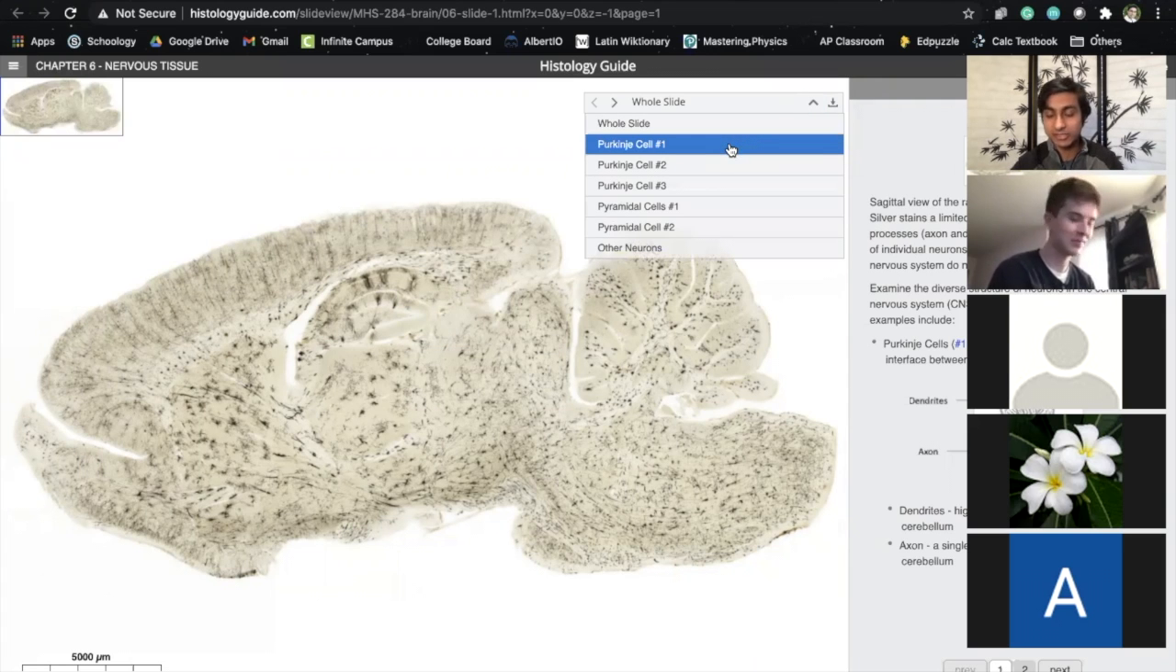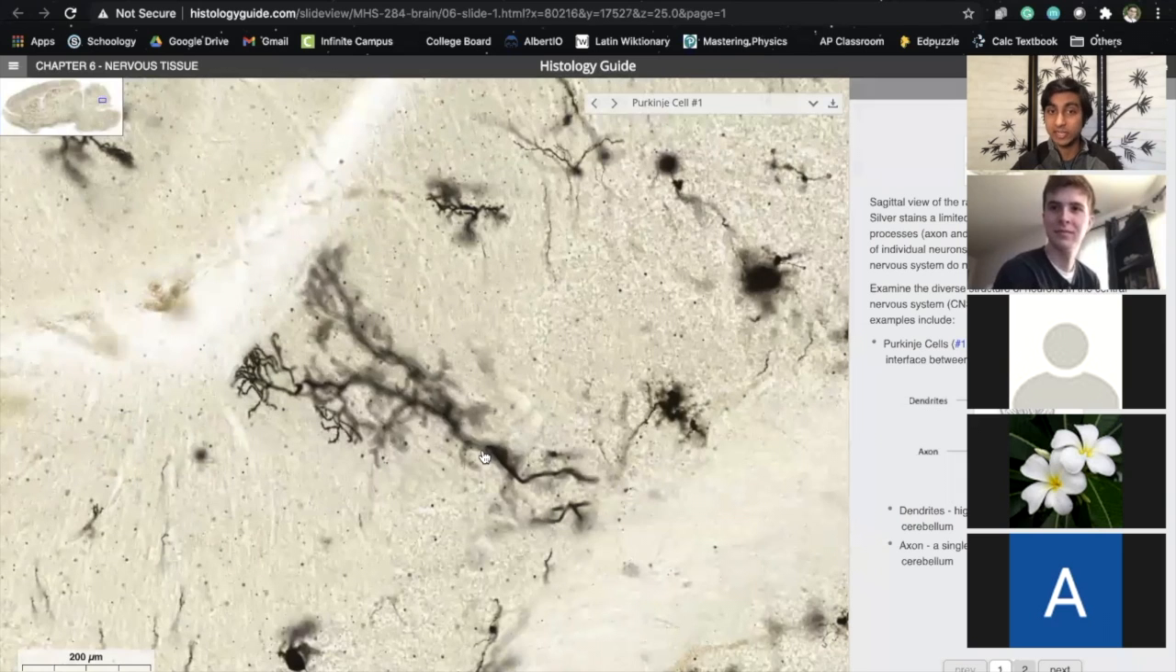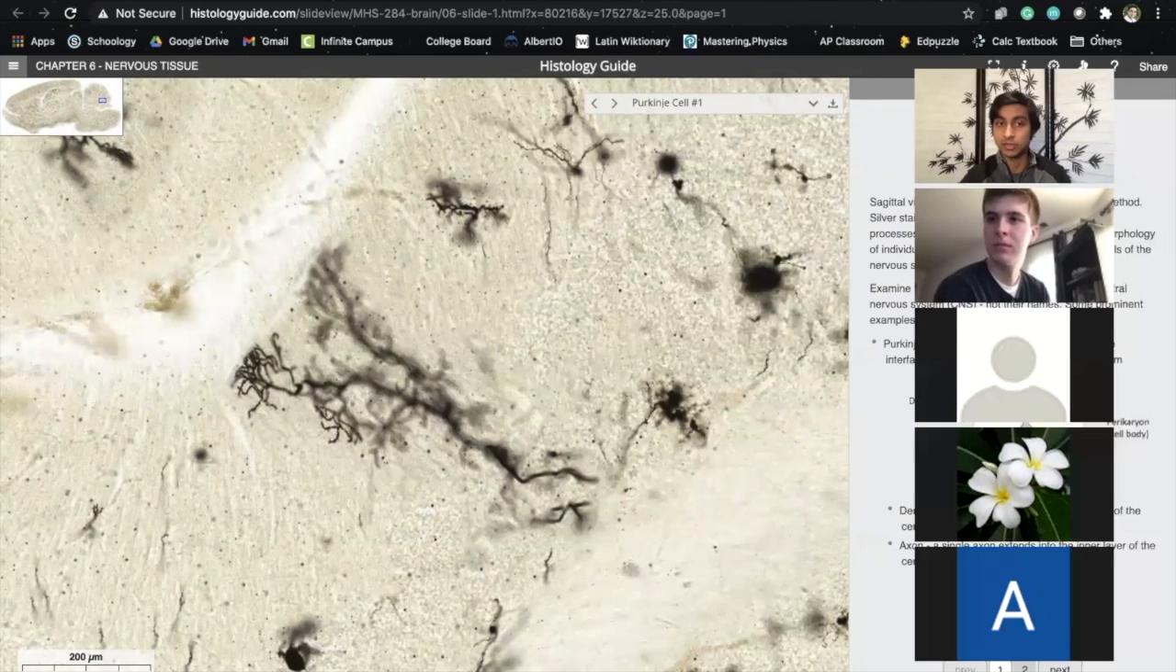Don't worry about the names of these cells. They're just different types of neurons with different names. But here you have something called Golgi staining. You'll see it at the top, actually. This is a rat's brain, and it says using Golgi's method. The difference is that we're very specifically staining the neurons.